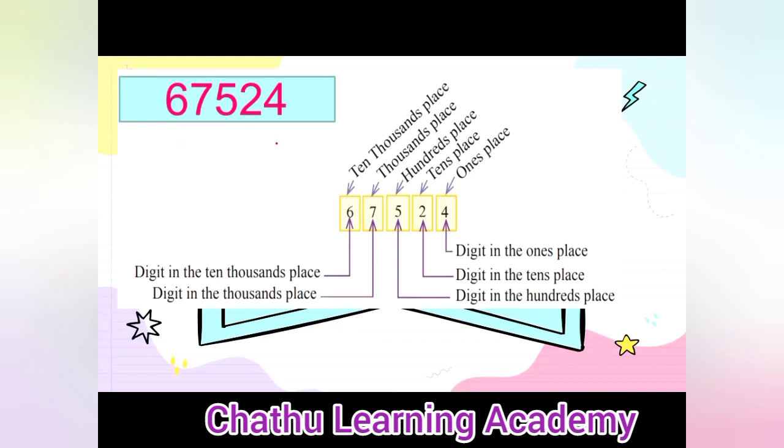Here you can identify 5 places. 4 is in ones place, 2 is in tens place, 5 is in hundreds place, 7 is in thousands place, 6 is in 10,000 place. Then what is the value of ones place? It's 1. Tens place, what's the value in tens place? 10. Place value of 100 place?